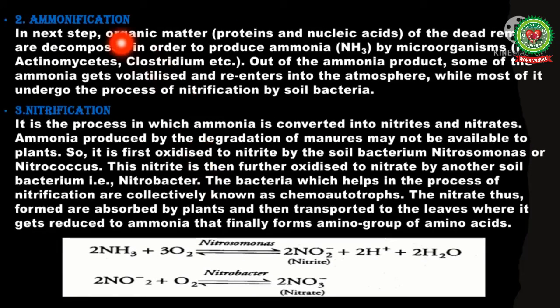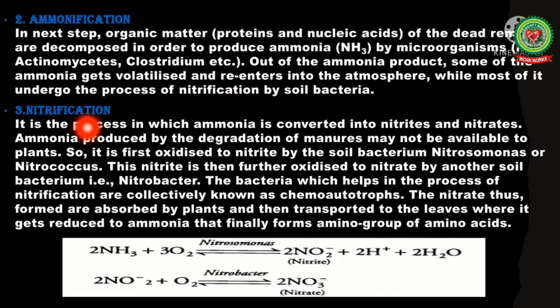Ammonification. In the next step, organic matter that includes dead remains of plants and animals is decomposed in order to produce ammonia by microorganisms like actinomycetes, clostridium, etc. Out of the ammonia produced, some of the ammonia gets volatilized and re-enters the atmosphere, while most of it undergoes the process of nitrification by soil bacteria.